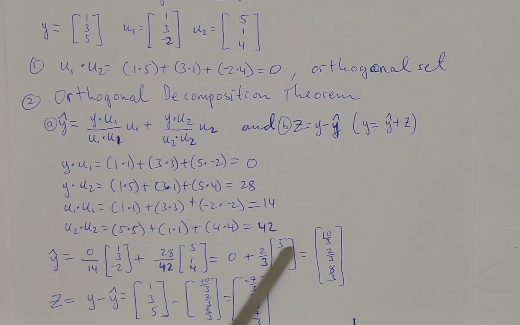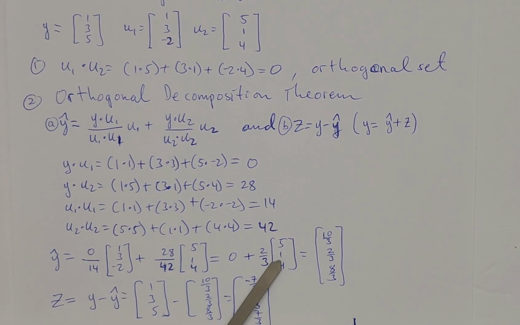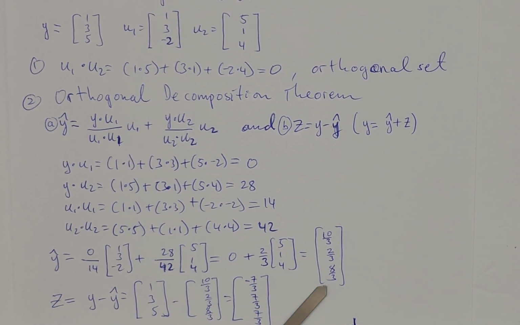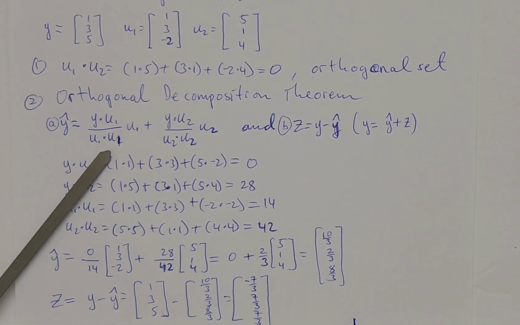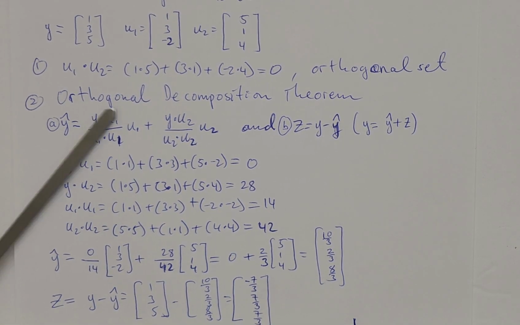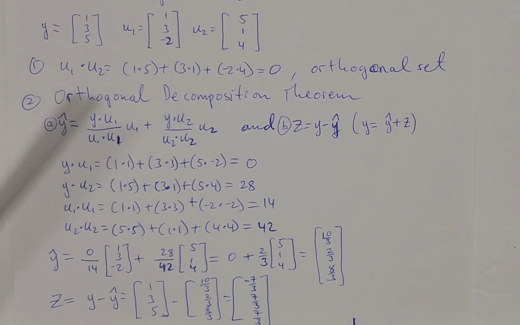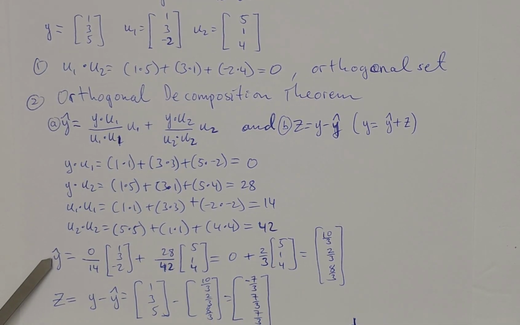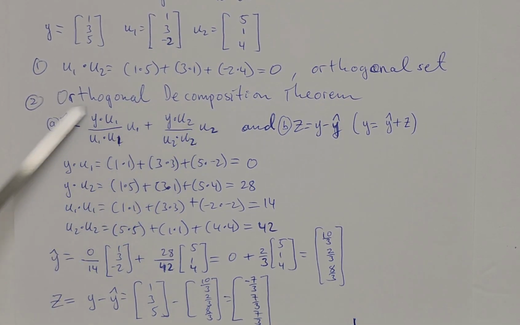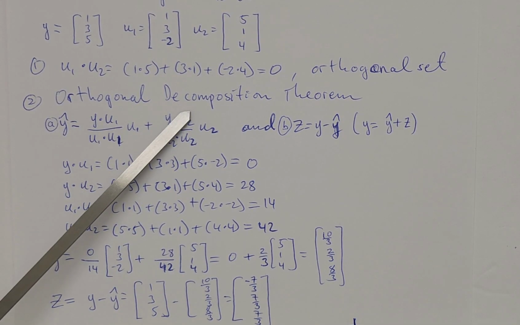So 2/3 times 5 is 10/3. 2/3 times 1 is 2/3. 2/3 times 4 gives me 8/3. So this solution is Y hat. Y hat is the first part of the orthogonal decomposition theorem. Okay, so this is the solution for Y hat that we are looking for. And Y hat is the first part of orthogonal decomposition.